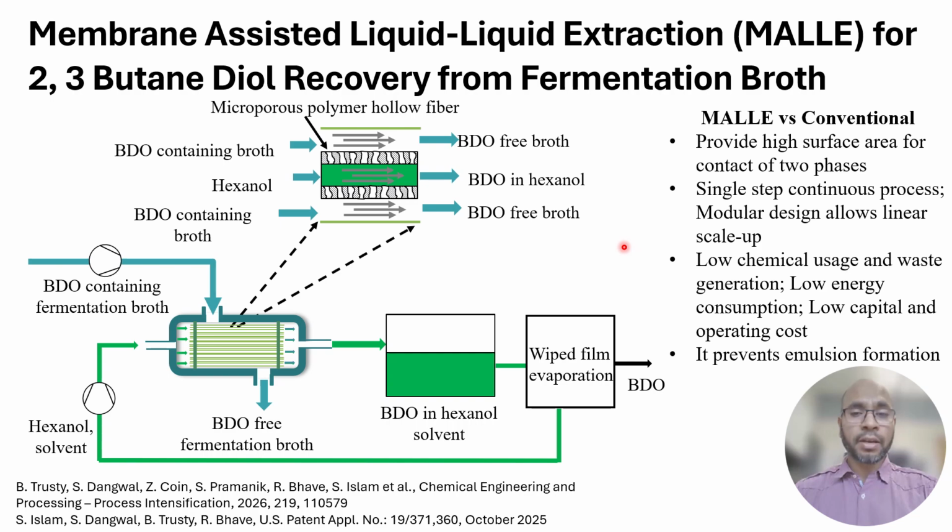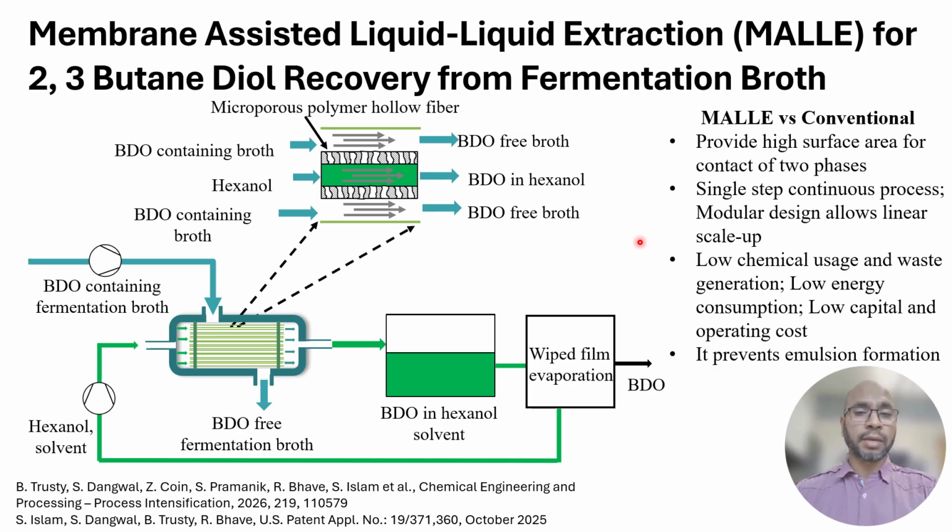You have high demand, you add more modules. You have low demand, you add a lower number of modules. So it's a pretty linear scale up, and the whole process works at atmospheric conditions, so no high temperature, no pressure. The separation happens due to chemical affinity, so it requires low energy, low capital and operating cost, and most importantly, it prevents the emulsion formation.